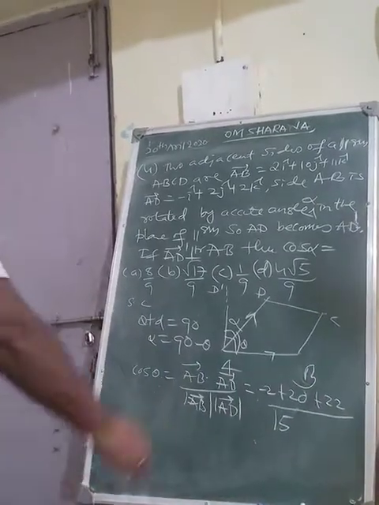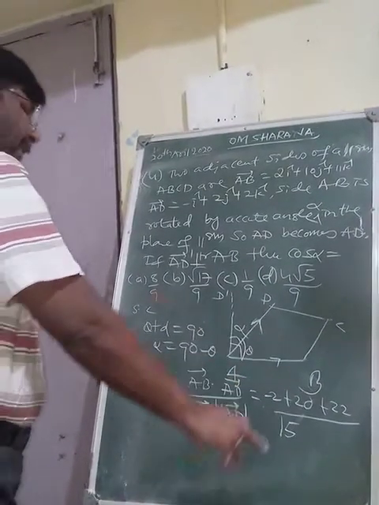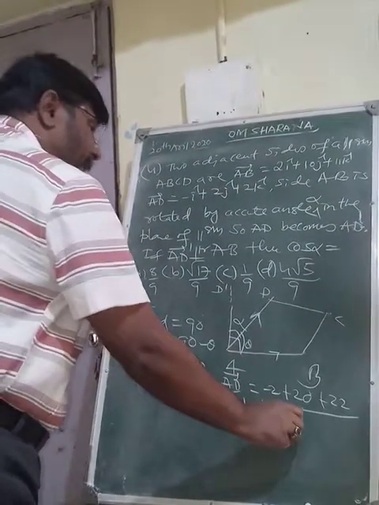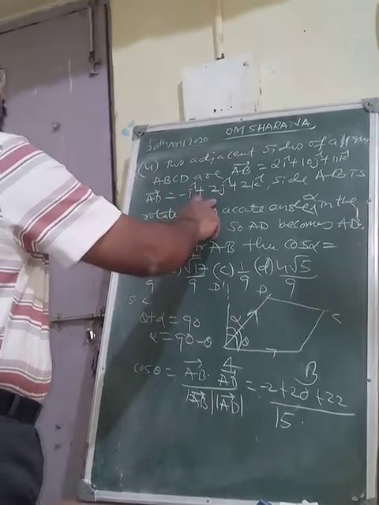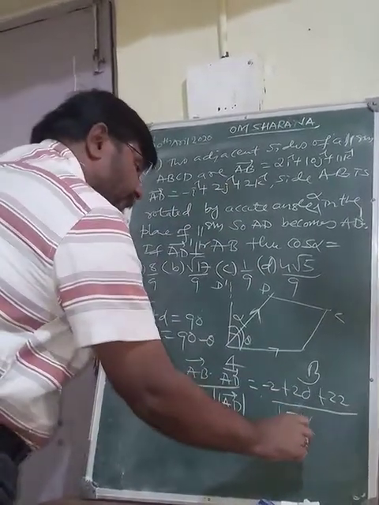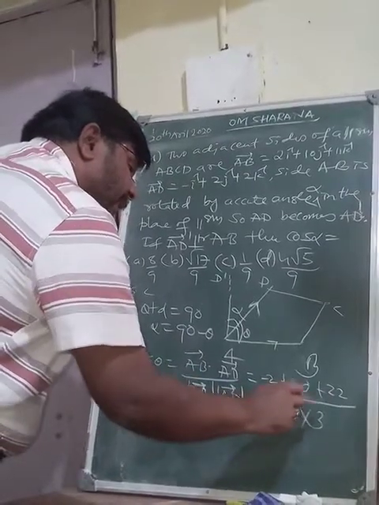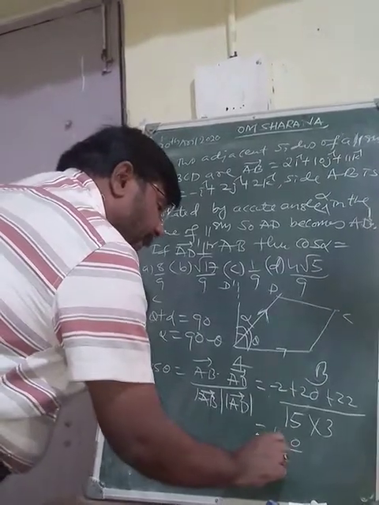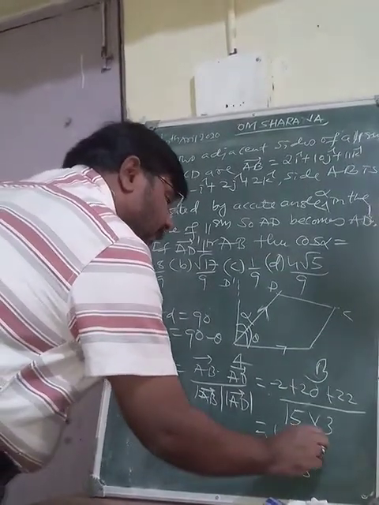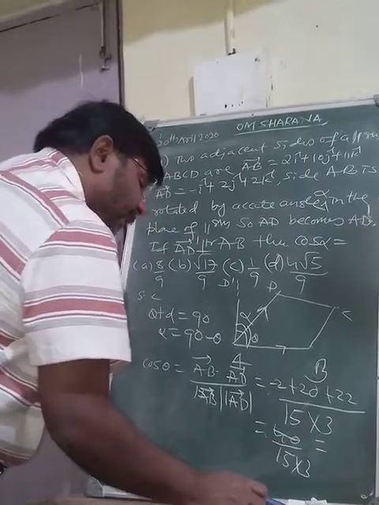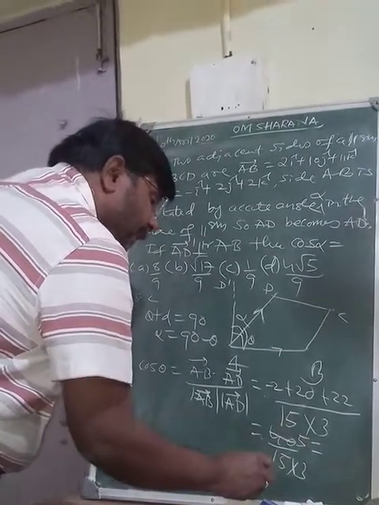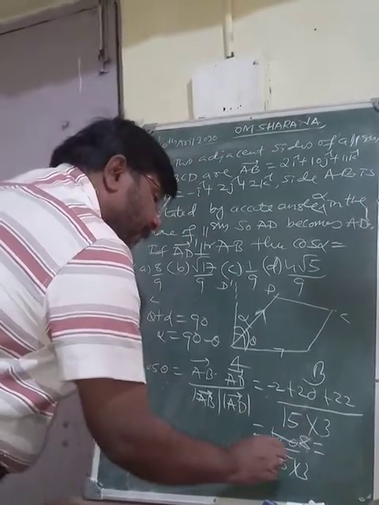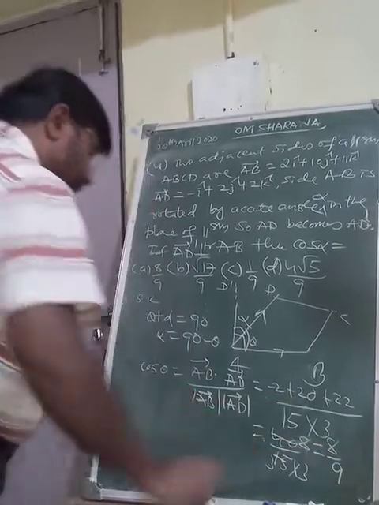So the magnitude of this vector is 15, into the magnitude of this vector, which is square root of 1 plus 4 plus 4, root 9, is 3. 42 minus 2 is 40, 40 by 15 into 3. 5 3s are 15, so 8, and 5 3s are 15, equal to 8 divided by 9.